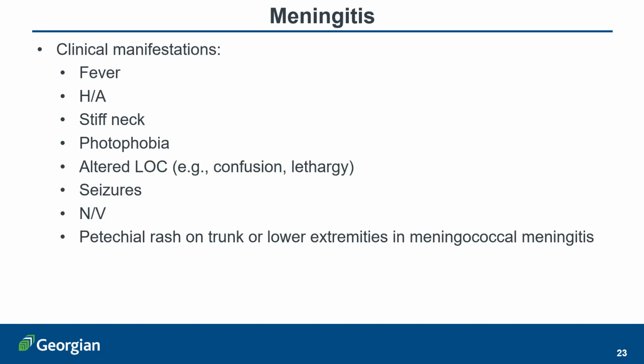The clinical manifestations of bacterial meningitis include a fever, typically a high fever, 39 degrees Celsius or above, a headache, a stiff neck. Photophobia would be one of the classic clinical manifestations of meningitis, as well as an altered level of consciousness, especially if it is a serious case, resulting in confusion, lethargy, and so forth, seizures, nausea, vomiting, and in the case of Streptococcus pneumoniae being the causative microorganism, a petechial rash on the trunk or the lower extremities, which would be a clinical manifestation of meningococcal meningitis.